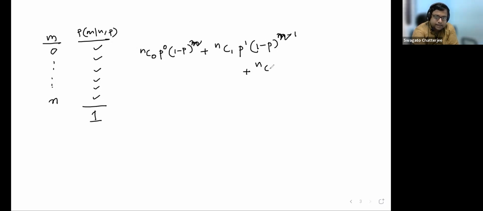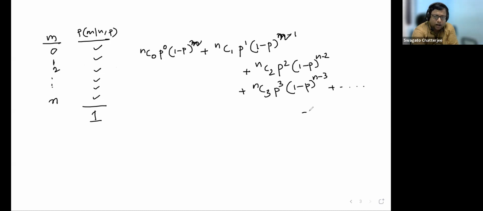Then nC2 P to the power 2, (1 minus P) to the power n minus 2. This is when it is 2. Then nC3 P to the power 3, (1 minus P) to the power n minus 3. And so on, up to which point? nCn P to the power n, (1 minus P) to the power 0.